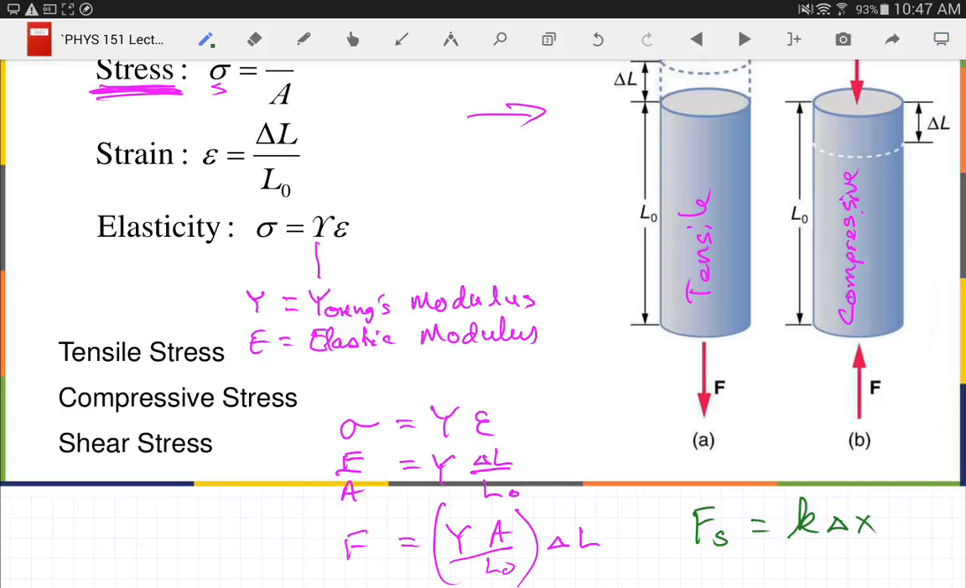And so that spring constant K, we can now define, if it was something that was shaped like a cylinder, it'd be kind of easy. K would be Young's modulus times the cross-sectional area of the cylinder divided by the length of the cylinder. So that's the basics of what's happening with elastoplastic behavior.